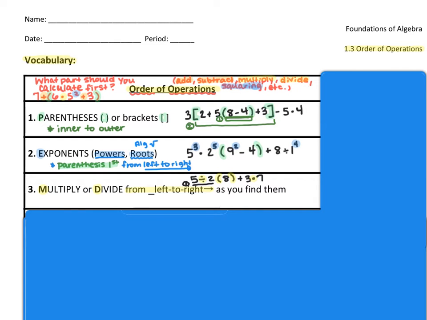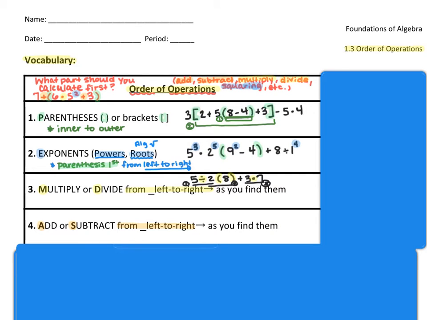And then I would take that answer and multiply by 8 second. And then the final operation for multiplying would be 3 times 7. So you see how I went from left to right as I found them, that's when I operated on them. So multiplication and division are like sisters and brothers. They're treated the same. It's first come, first serve, pretty much. So whichever one came first, that's the one that you serve first.